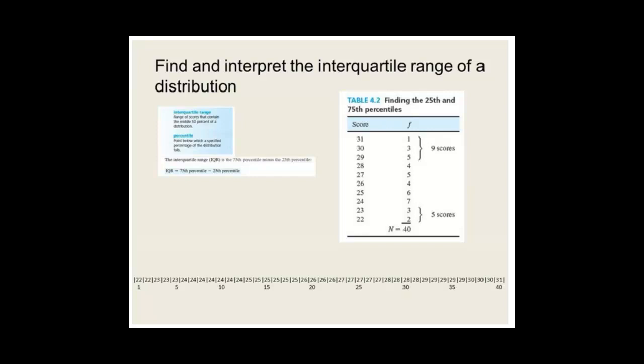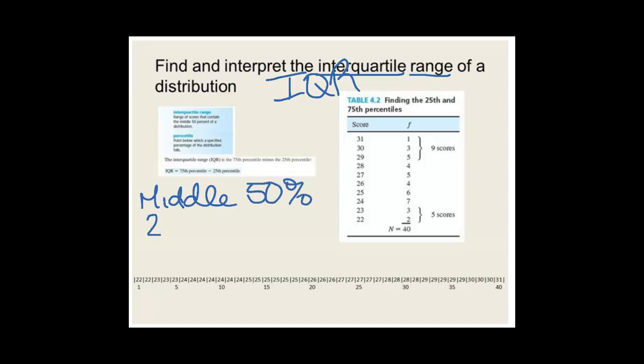Finally, let's introduce the interquartile range, often abbreviated IQR. The IQR tells the range that represents the middle 50% of all scores. That is, the range of scores from the 25th percentile to the 75th percentile. The percentile is simply a point in a data set below which a specified percentage of the data lie.